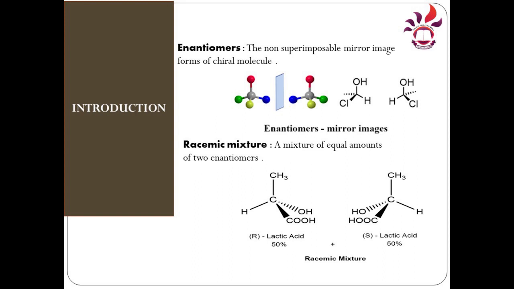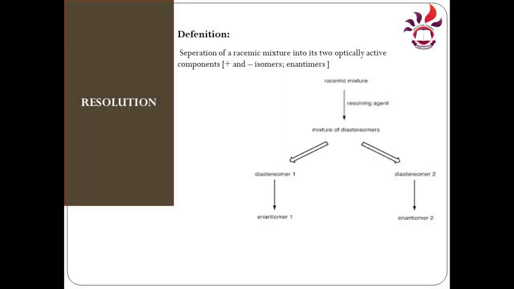Then racemic mixture. A racemic mixture is an equal amount of two enantiomers. It does not rotate plane polarized light. The racemic mixture means 50% R-lactic acid and 50% S-lactic acid. The total 50:50 is known as a racemic mixture. Explanation of racemic mixture: in some organic reactions, the product yield may be a 50:50 ratio of two enantiomers.